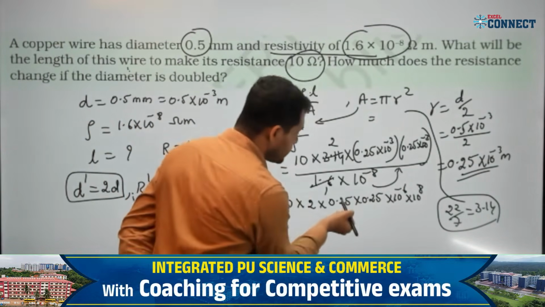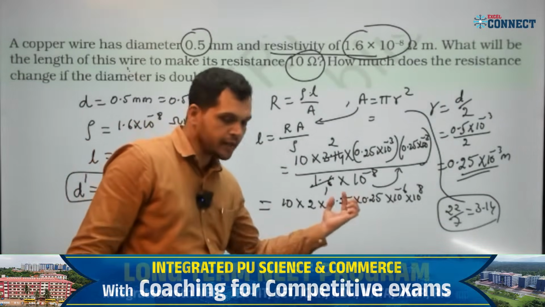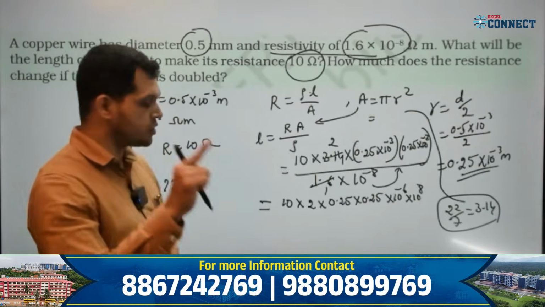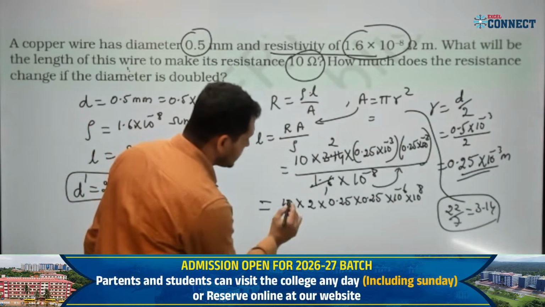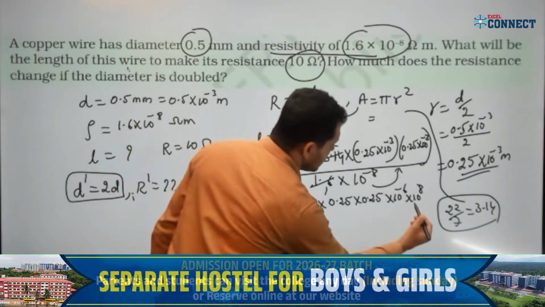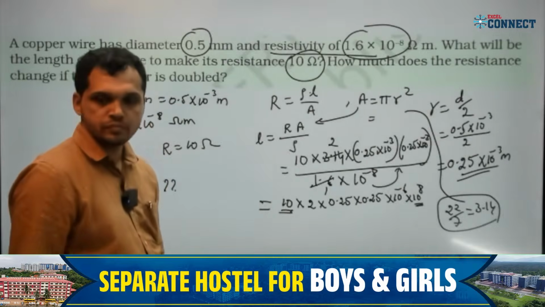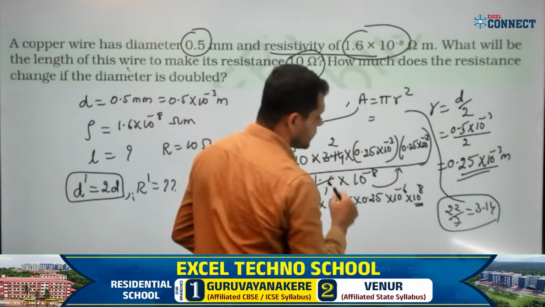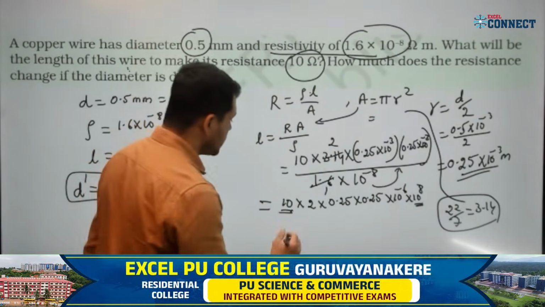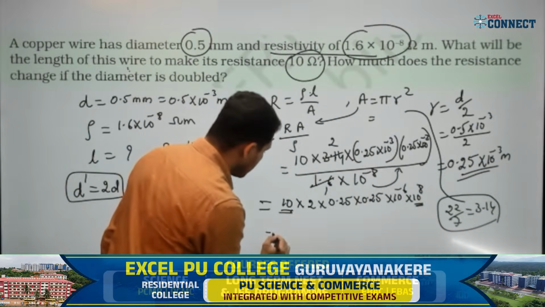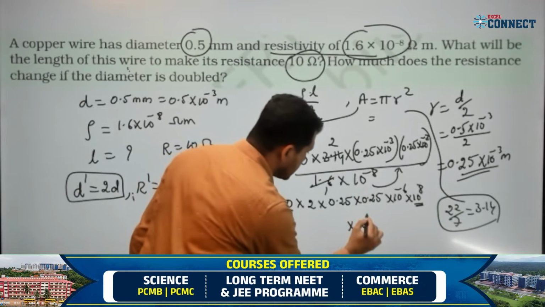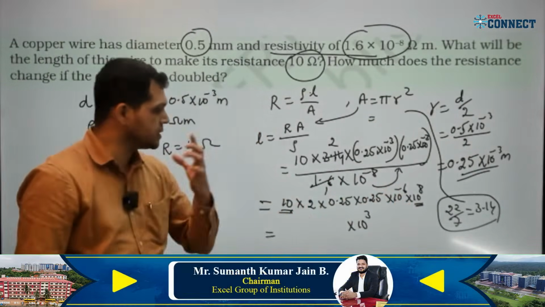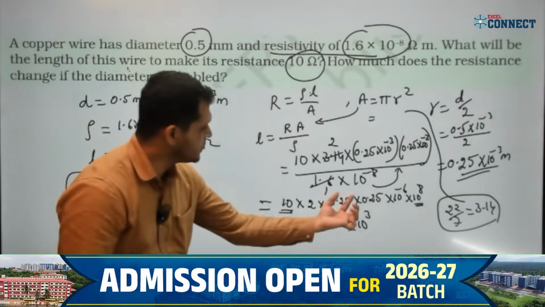See, 0.25 into 0.25, how much? 25 times 25 is 625, so 0.25 into 0.25 is 0.0625. The 10, I'll combine with this, so 10 power 9. 10 power 9 and 10 power minus 6 give 10 power 3. I will write all the 10 powers together: 10 power 3. Then what is remaining?